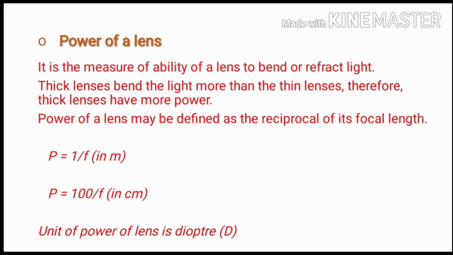Power of the lens may also be defined as the reciprocal of its focal length. So power P is 1 by focal length if the focal length is measured in meters, and power P equals 100 by focal length if the focal length is expressed in centimeters. The unit of power of a lens is diopter.